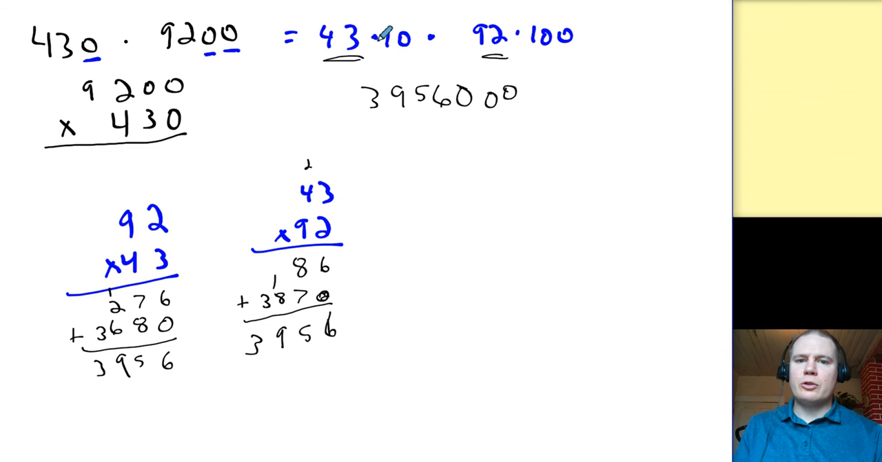Why those zeros? Because that 0 is representing times 10. We're not literally adding 0. We're writing an additional 0 at the end, adding in a different sense of the word, because we're multiplying by 10. So I have those zeros, put my comma in. There we go. 430 times 9,200 is 3,956,000, and no hundreds, tens, or ones.